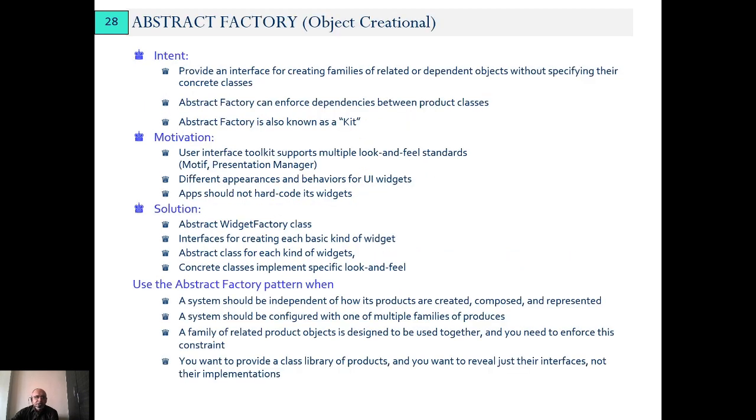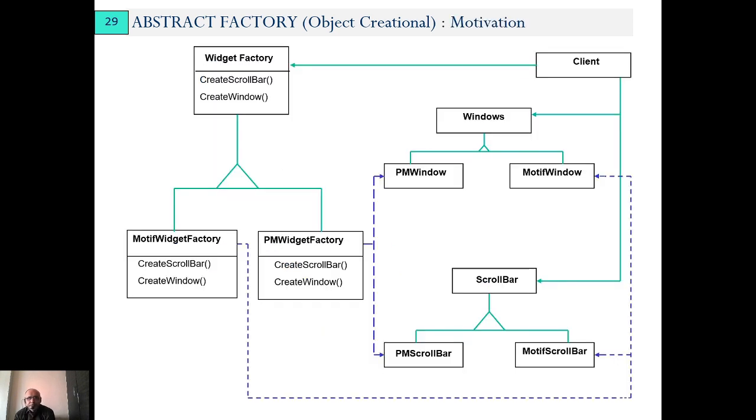Now the next story begins directly with the abstract factory, that is object creational. Intent is to provide the interface for creating families. Okay, so families of what? Dependent objects. So it is known as a kit. From a kit you can create multiple kinds of classes which can be maintained separately. So just have a look at the diagram. Widget factory will have Motif widget factory, PM widget factory.